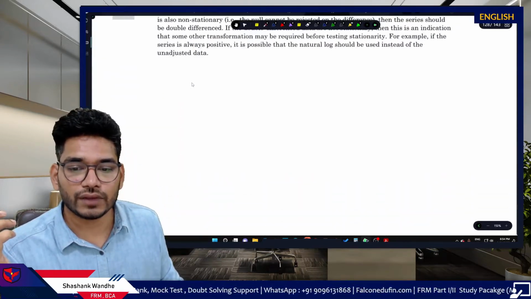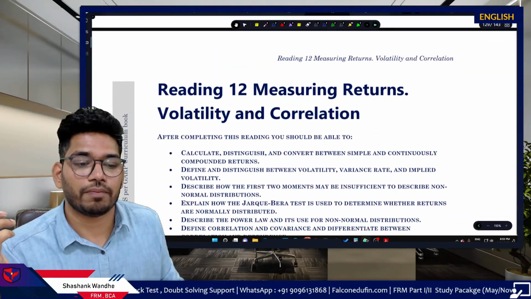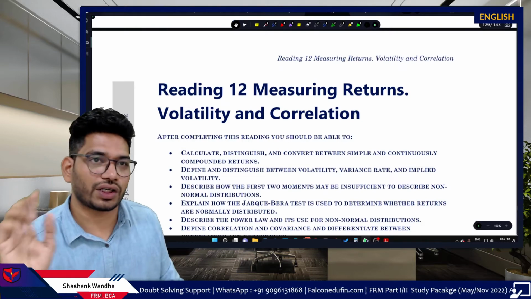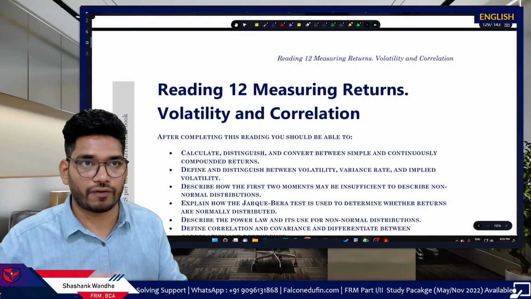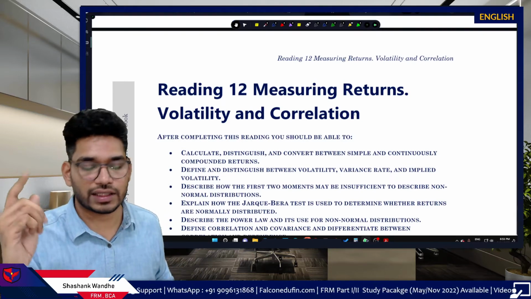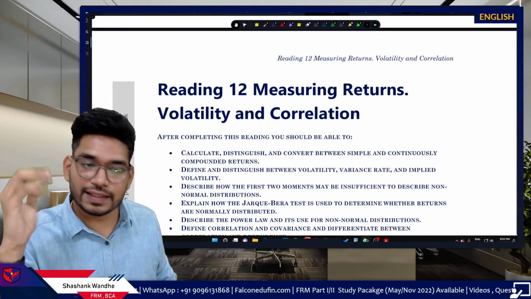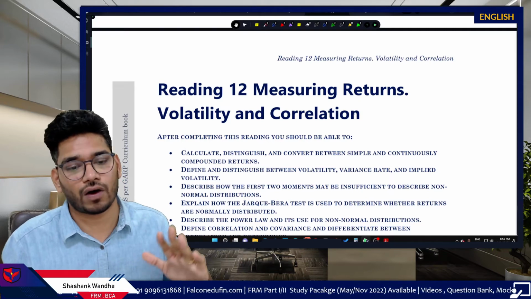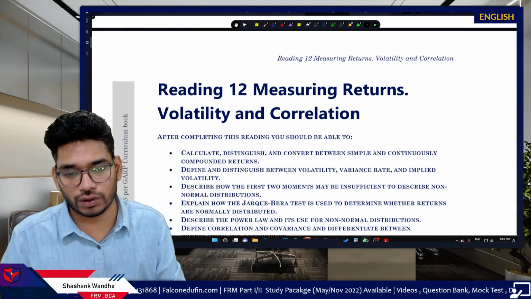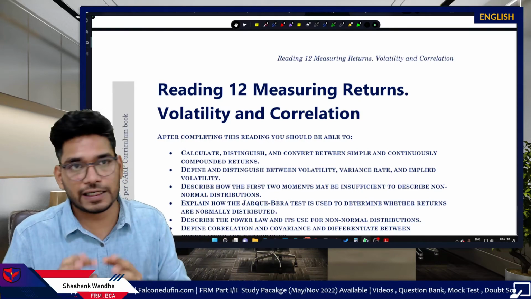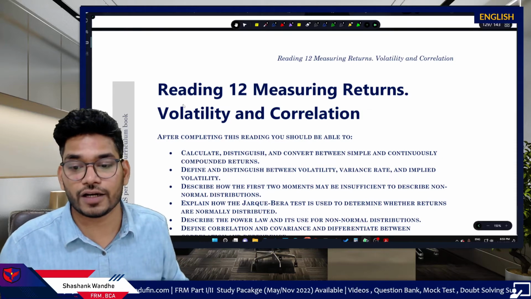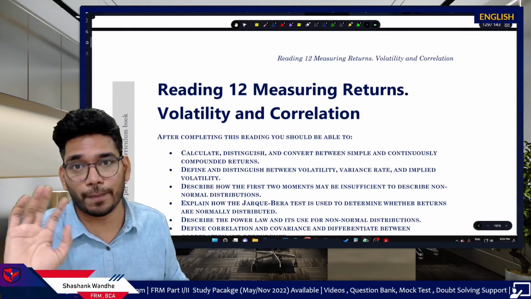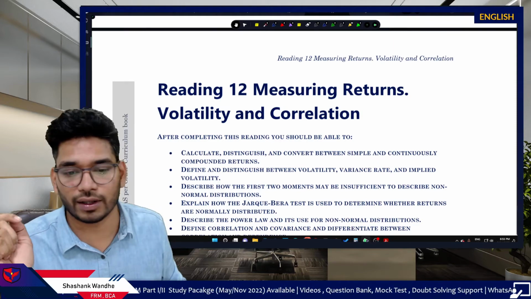Okay, understand it. The next is measuring returns and volatility and the correlation. Again, I don't remember if I already told you or not, but understand one thing. Time series is difficult on the academic level, on the theory level, but it is very, very easy from the real life perspective. If you want to apply a time series model, it is very easy. It is not that difficult, and it is way easier compared to what you think about time series right now.